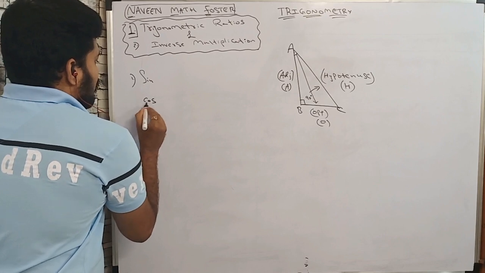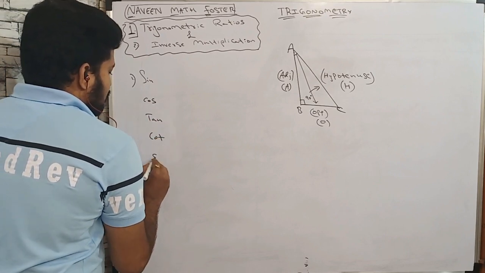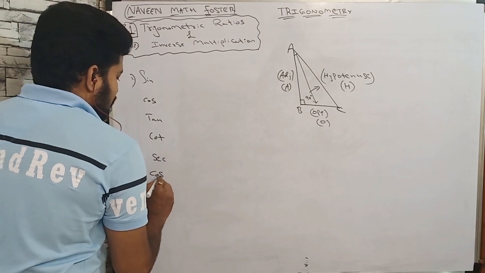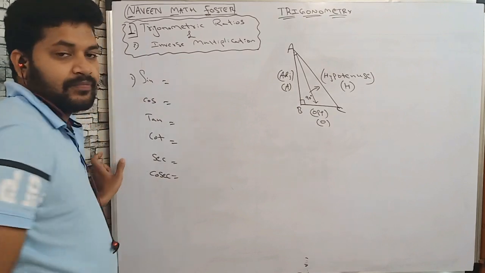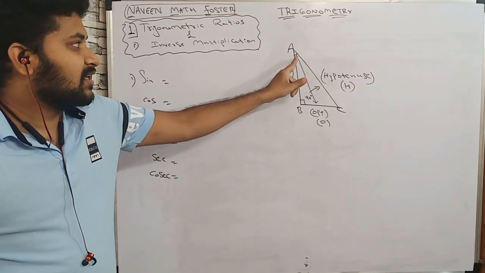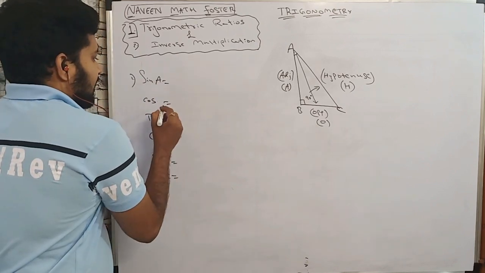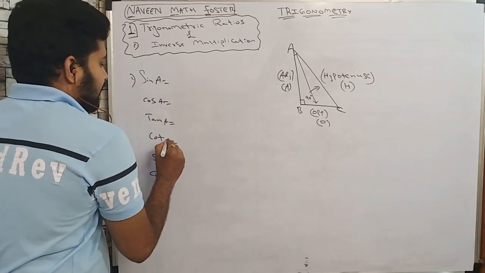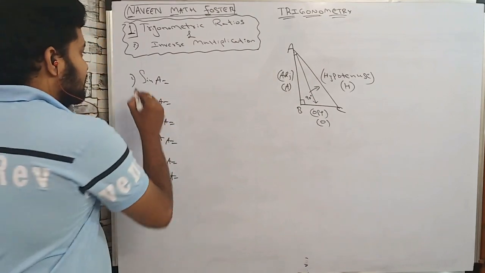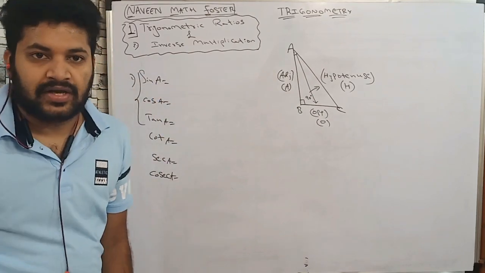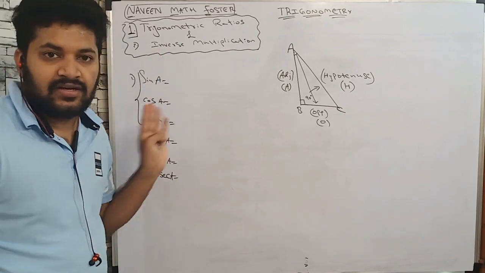sine, cos, tan, cot, secant, cosecant. And what is our target? Which angle? Angle A. So sin A, cos A, tan A, cot A, secant A, cosecant A. These three are very important; if you remember these three, it will be very easy, because the other three are nothing but the inverse of these three.